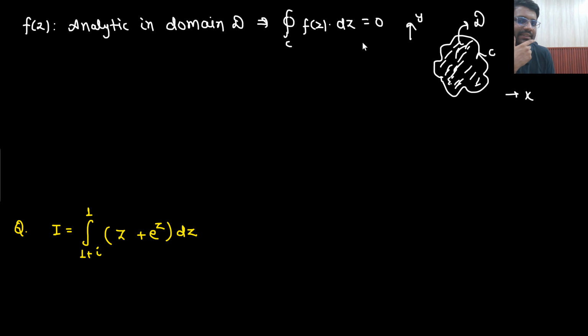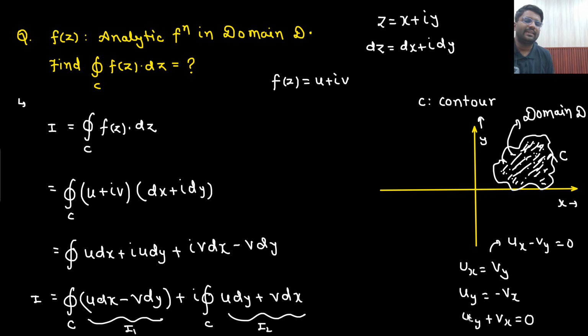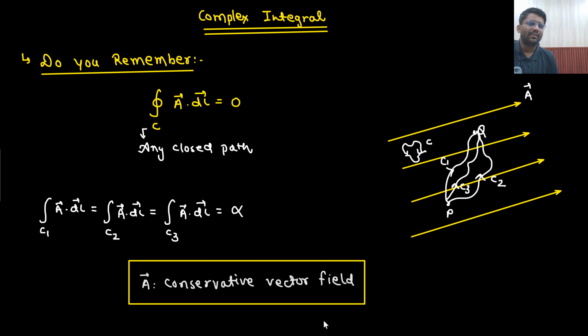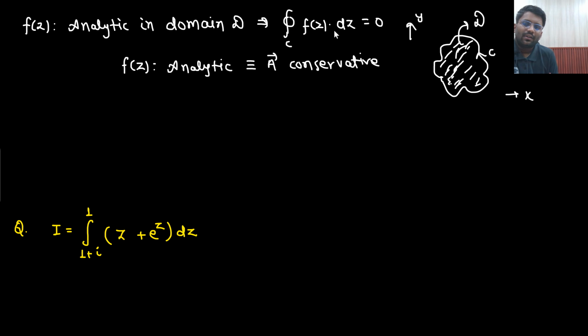Now, if the closed line integral is coming out to be 0, then can you interrelate that f(z) being analytic is equivalent to vector field A being conservative? Say yes or no. Did you understand the meaning of the first slide? Why did I say that this first slide is important? Because here also the closed line integral was 0, here the closed contour integral is 0. So if your closed contour integral of f(z) dz is coming out to be 0, what does that mean? It is equivalent to vector field A being conservative.